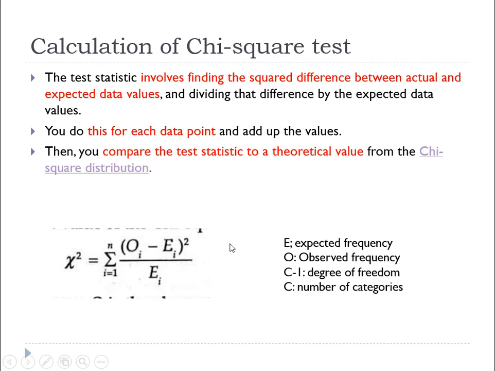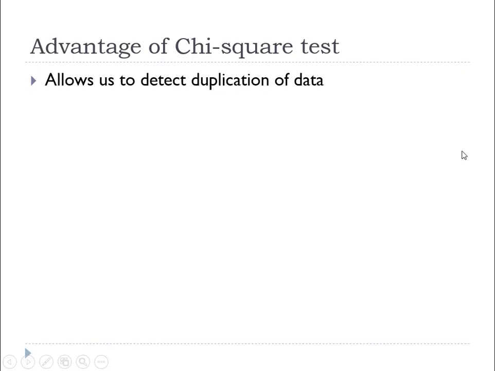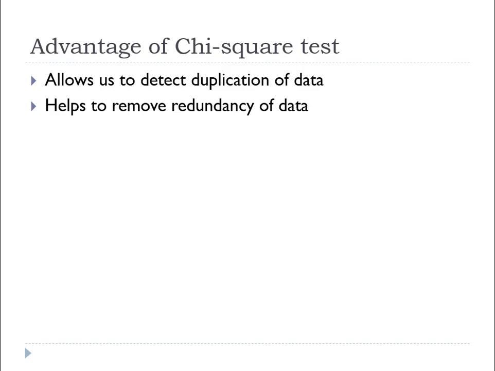After you do this calculation, you compare this test statistic to a theoretical value, which you get from the chi-square distribution. How do you get this theoretical value? It is just like in the z-test where we refer to the z table, and in the t-test we refer to the t table. Similarly, now we have the chi-square distribution table from where I will find the theoretical value. Depending upon that table I will be able to get it using the alpha value and the degrees of freedom for the data. The advantage of going for the chi-square test is that it helps in detecting the duplication of data, and also helps to remove the redundancy.